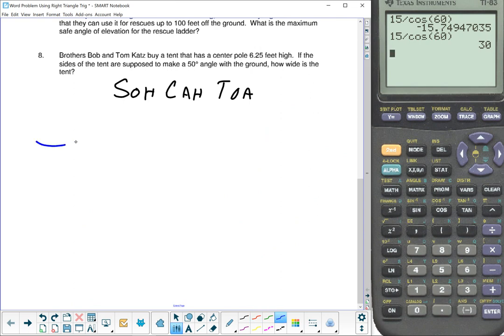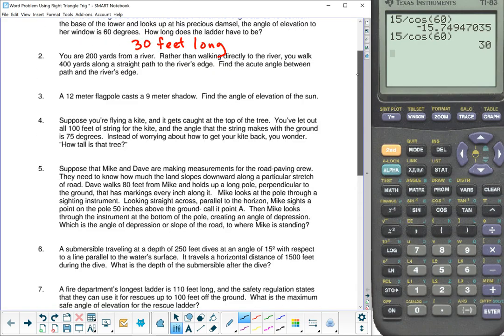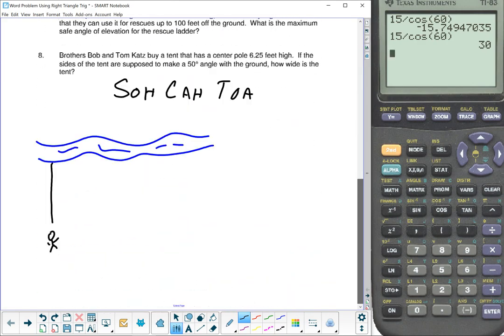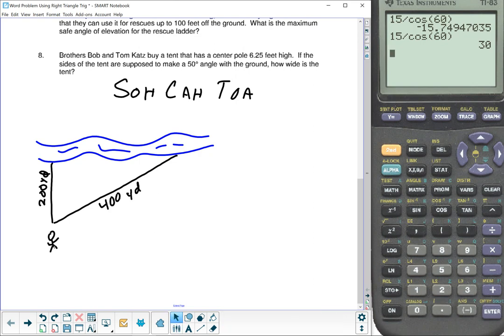So, I've got a river. You're right here. It says 200 yards. And instead of walking directly to the river, you walk along a path to the river's edge. That's 400 yards. So you are going to be moving along there.